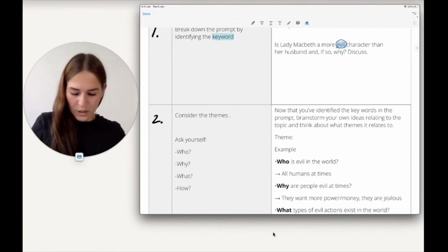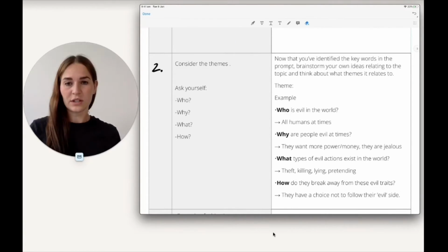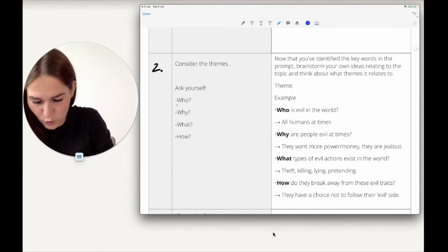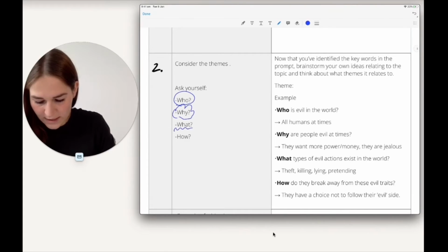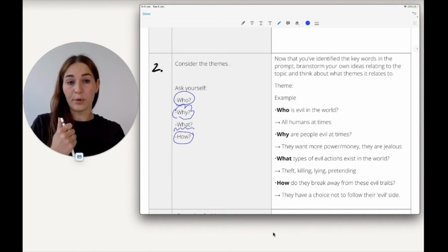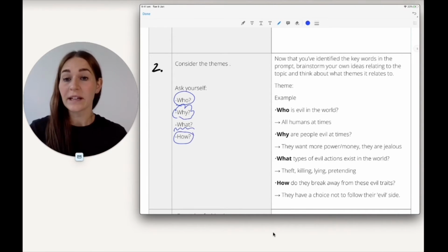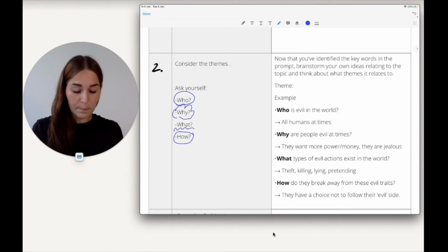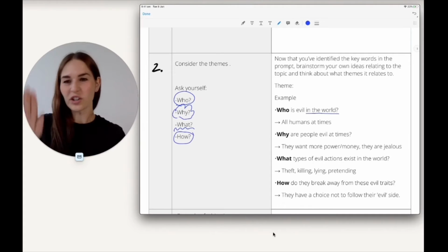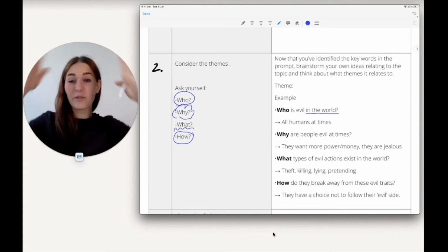Okay. So you would need to ask yourself who. Oopsie, let me highlight that. Who, why, what, and how. Okay, 4 questions. For example, who is evil in the world? Now remember, the big picture statement relates to the world, not just Macbeth, but everyone.